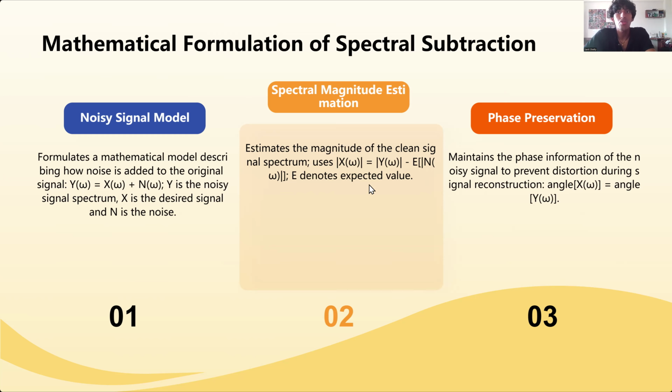And in the last phase, we have phase preservation, which is very important as after the spectral subtraction, it may cause phase distortion, which can degrade the speech quality. And so we preserve the original phase in case such things happen. So reconstruction uses enhanced signal, which is equal to modified magnitude plus original phase.